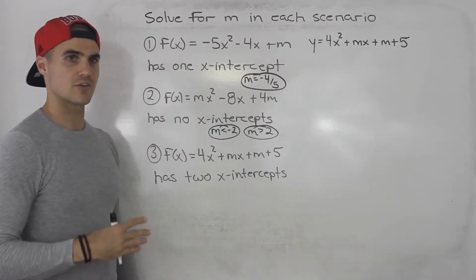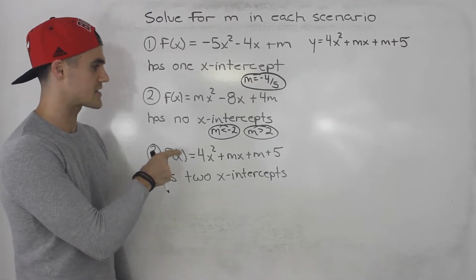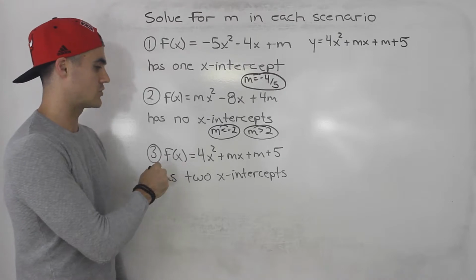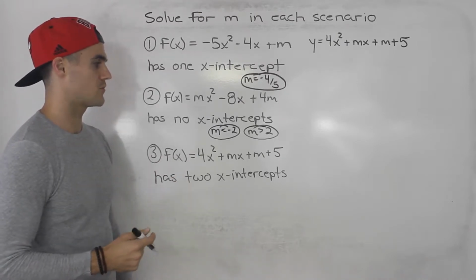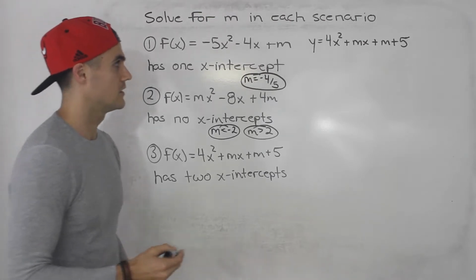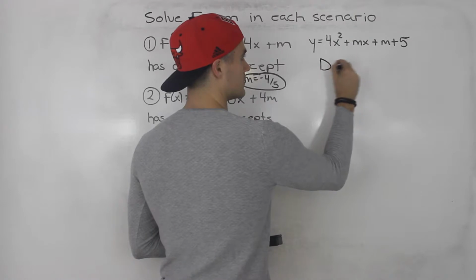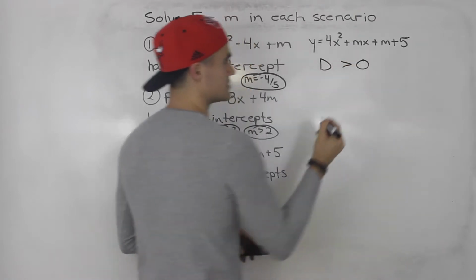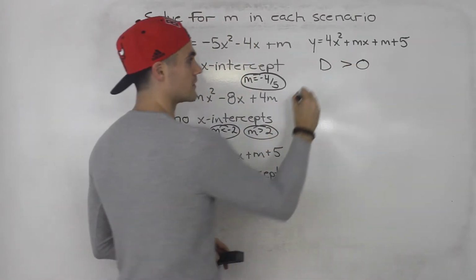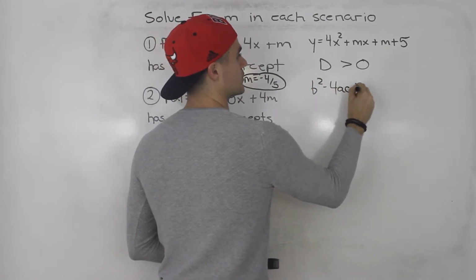And then finally, moving on to the third scenario, we've got f of x equals 4x squared plus mx plus m plus 5, and we're told that it has two intercepts. So what values of m will this quadratic have two intercepts? Now, if there's two intercepts, we know the discriminant is going to be greater than 0. It's going to be positive, meaning b squared minus 4ac is going to be greater than 0.